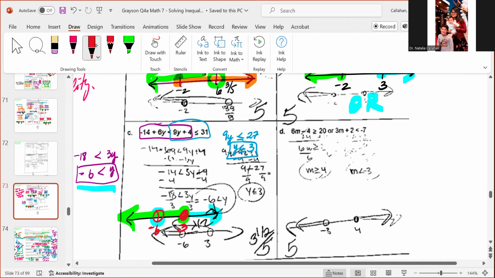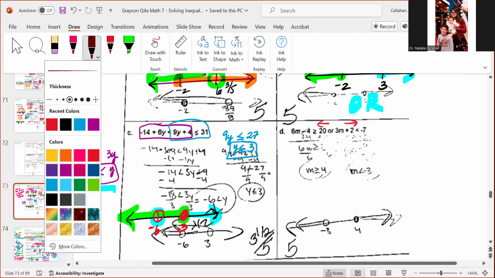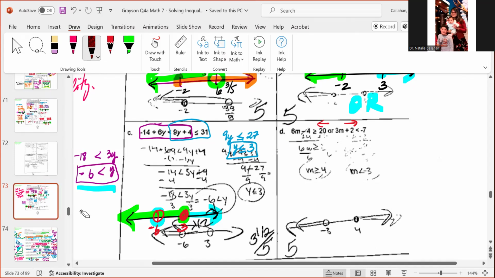Okay, for D, it's an or, so you know it's going to go opposite sides. So we're going to start off with, well, actually, we don't need to separate it, just kidding. So 6m, add the 4, divide. And these ones do not have any negatives that you're dividing, but remember, when you divide or multiply by a negative number, you have to switch the inequality sign, right? Okay, so that'll give you a 4. M is greater or equal to 4. Second one over here is 3m, subtract the 2, is -9. M is less than -3.